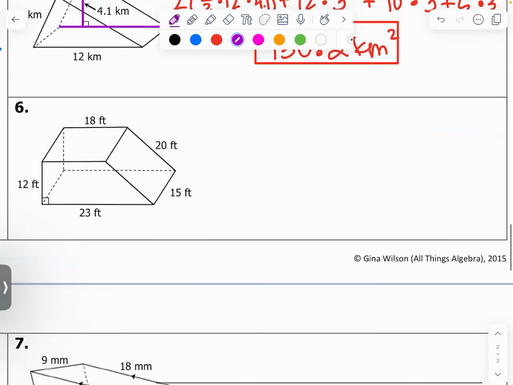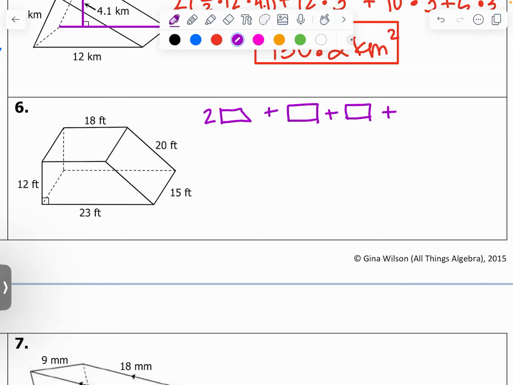All right, let's talk about number 6. What kind of prism are we working with here? Trapezoid. So a trapezoidal prism is what we'll call it. Okay, so we have 2 trapezoids and how many rectangles? 1, 2. Okay, we have 4 rectangles.